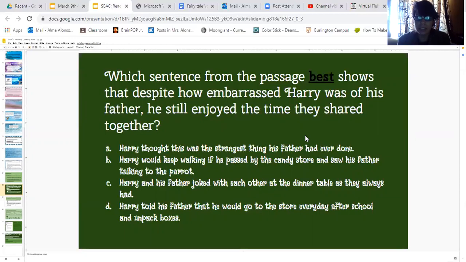So which one of these is the best answer that shows Harry demonstrating that he enjoyed spending this time with his father? Do you think A, B, C, or D? Go ahead and pause the video and think through all your options, and select the best one.